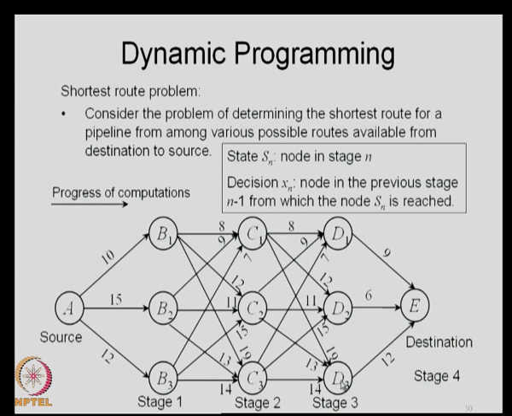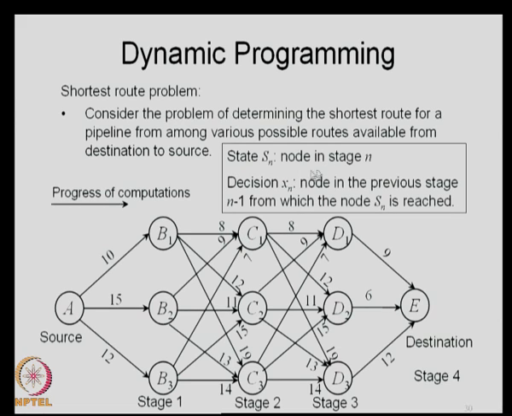Similarly, if I am in D3 in stage 3, I ask the question whether I should have come from C1 or C2 or C3, such that the total distance covered from the source up to this point is a minimum. Like this, for every stage, we keep on asking the question, in this stage, if I am in a particular node, from where I should have come in the previous stage, such that the total distance covered from the source up to that point is a minimum.